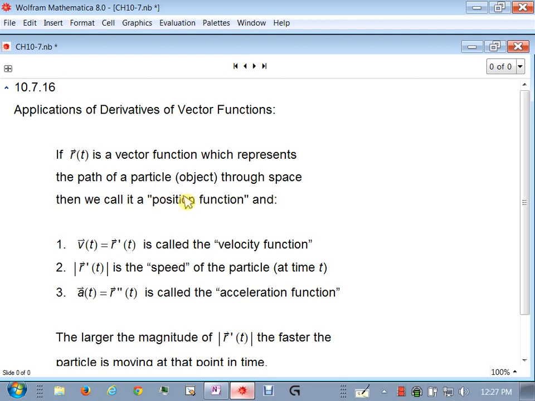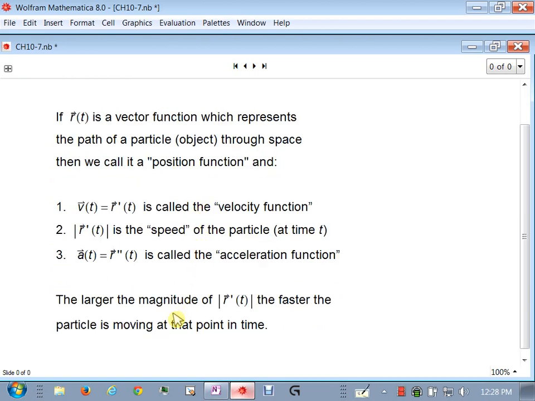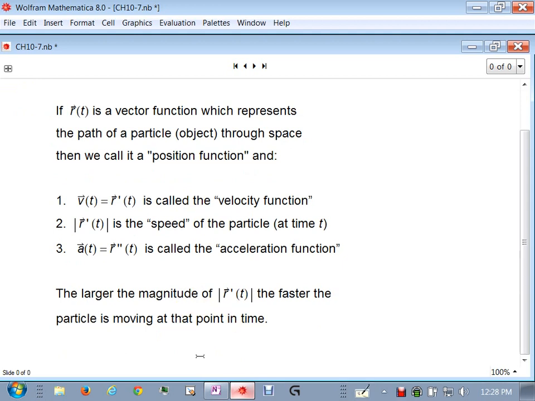V of t, this is all Cal 1, but there are some subtle differences. V of t is now going to be the derivative of r. That's our velocity function. It gives us the velocity. But the velocity function is a vector function, so velocity for us is a vector. Now, the magnitude of the derivative, or the magnitude of the velocity function, is the speed of the particle. And then, of course, a of t, which would be the second derivative, is called the acceleration function. So the larger the magnitude of the derivative, the faster the particle is moving at that point in time.